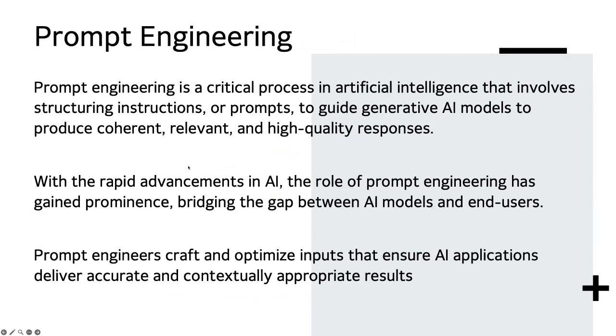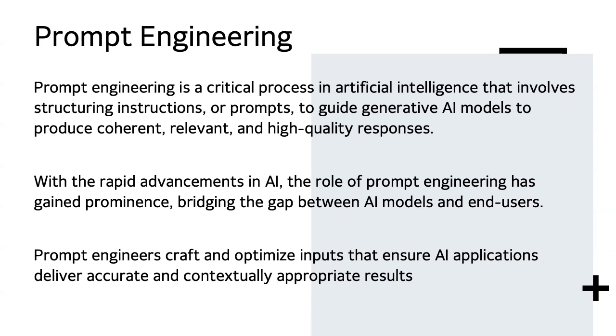So now I'm going to talk about prompt engineering, RAG, and fine tuning. Those three are continuously compared in AI techniques. The first, prompt engineering, is the critical process in artificial intelligence that involves structuring instructions or prompts to guide generative AI models to produce coherent, relevant, and high-quality responses.